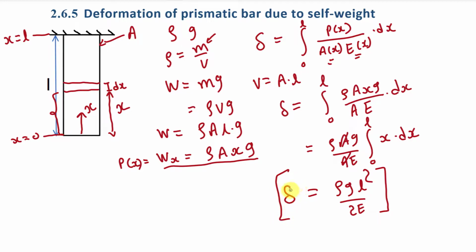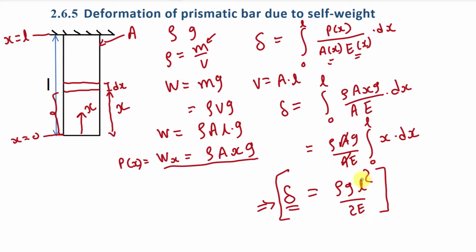It is the value of deformation delta of prismatic bar due to self weight of this bar. And here understand carefully that there is not any term of area in this formula. Here density rho is property of material, g is the acceleration due to gravity, L is the length of this body and E is the Young modulus, that is property of material. So here there is no any term area in the formula of deformation. So we can say that deformation due to self weight of prismatic bar does not depend on cross section area of this body.